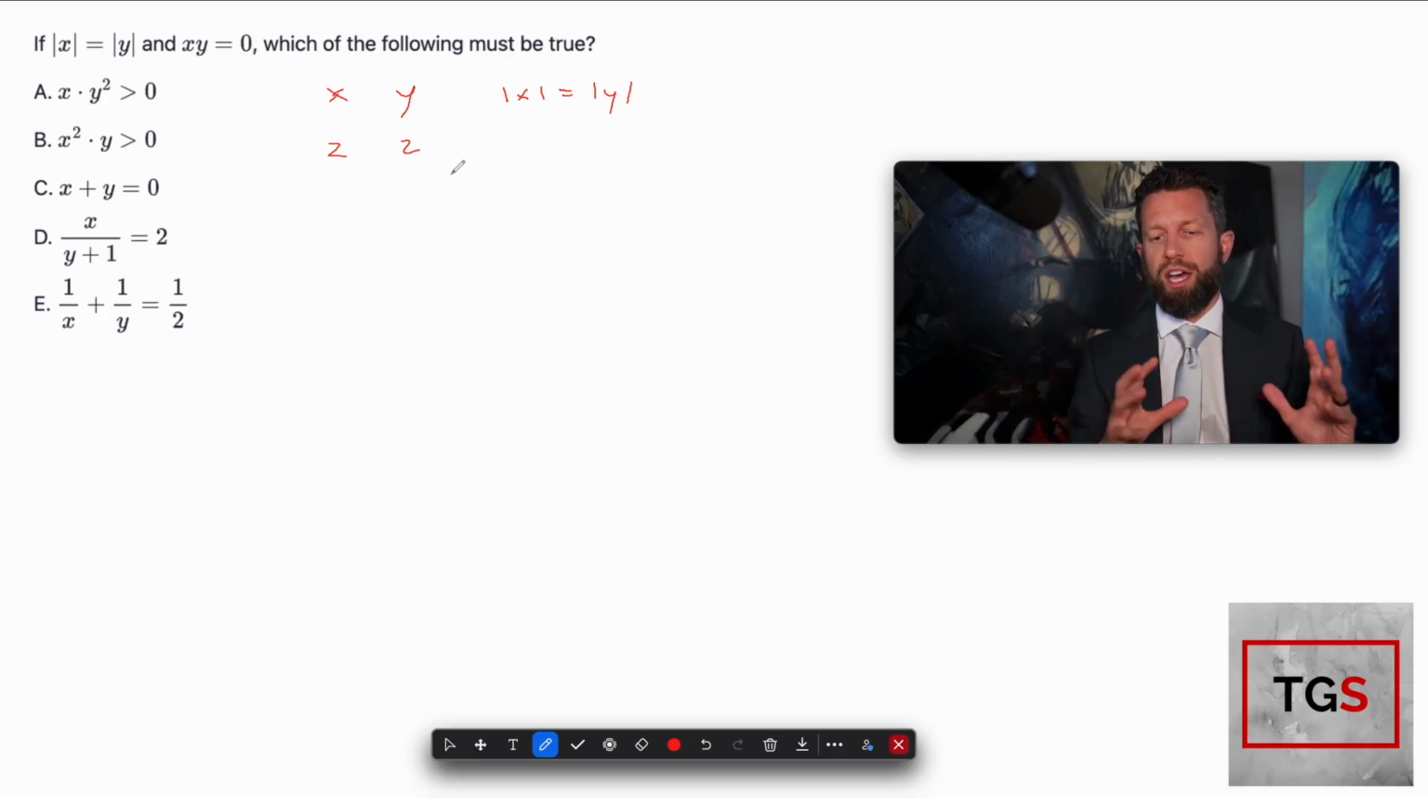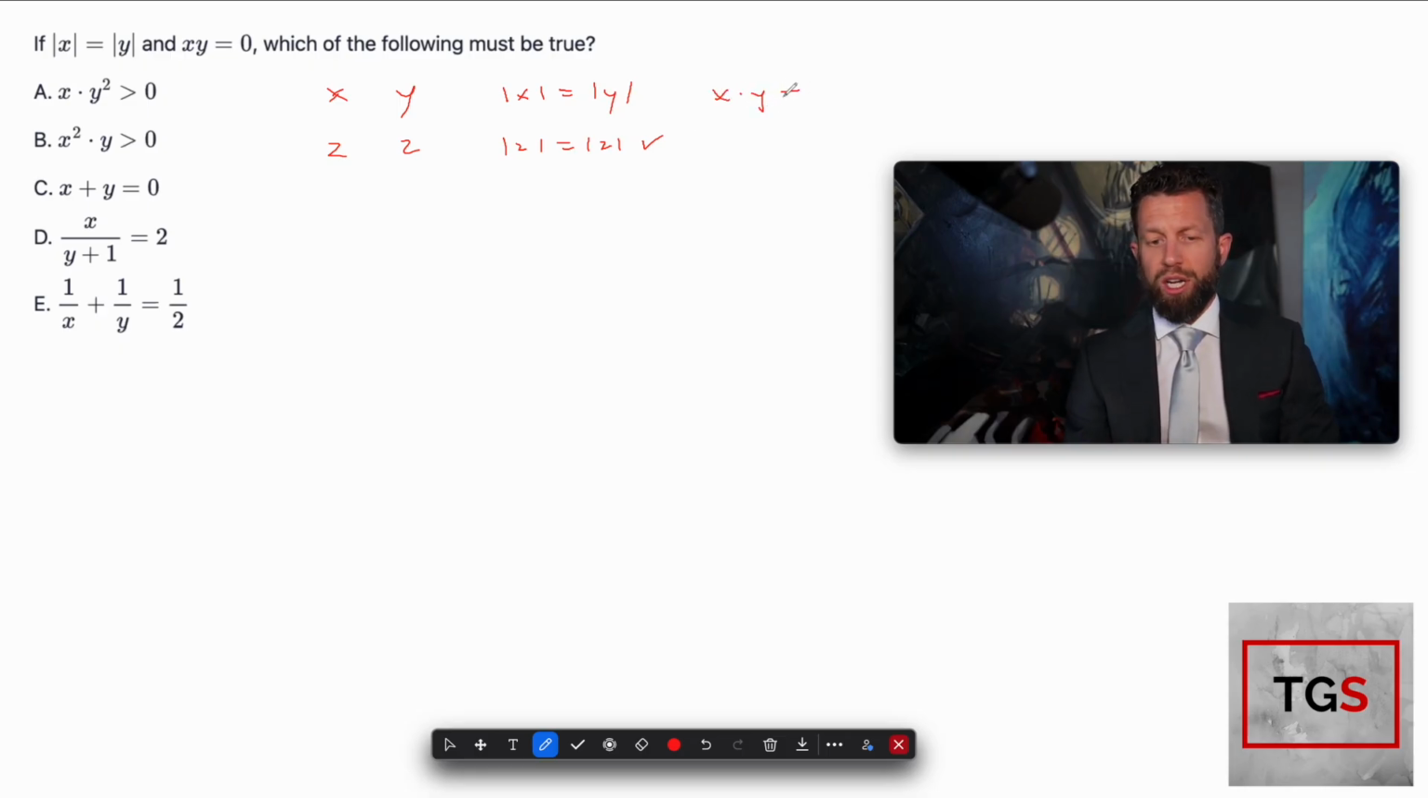So probably to the right of that X column and Y column, where I'm tracking what numbers I've picked, I'd put absolute value of X equals absolute value of Y, to make sure I'm sticking to the constraints of the problem. And then to the right of that, I would put the other constraint, which is X times Y has to equal 0. Those are the 2 conditions we've been given in the problem.